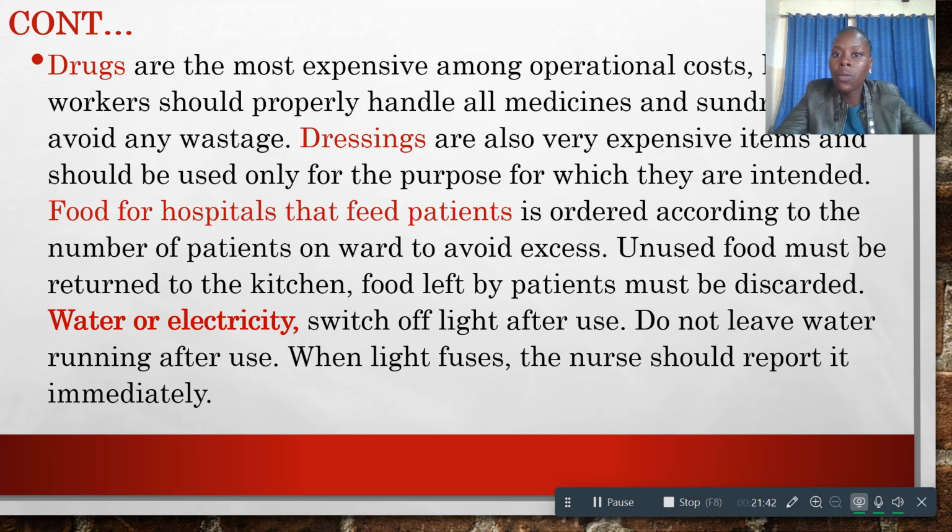Remember we talked of the other point of equipment management, where you're supposed to report any damages. So same applies to the lights. If at all you've seen a light that has fused, report it immediately such that it is replaced. Okay?